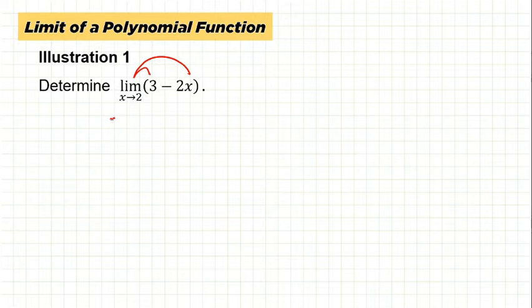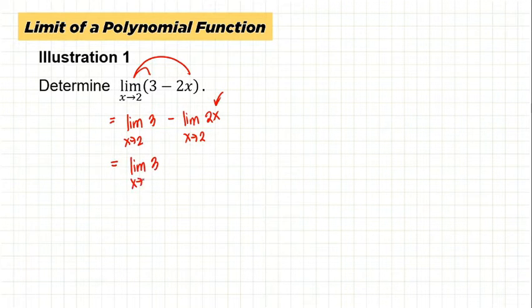We will now have the limit of 3 as x approaches 2 minus the limit of 2x as x approaches 2. Now, observe that in the second term, we have 2x, so we have a constant multiple. We have a numerical coefficient here, and according to the constant multiple theorem, pwede nating ipalabas yung numerical coefficient, right? So what will happen? We will have the limit of 3, copy lang natin yung una, as x approaches 2, minus ipalabas natin yung 2. So we have 2 times the limit of x as x approaches 2.